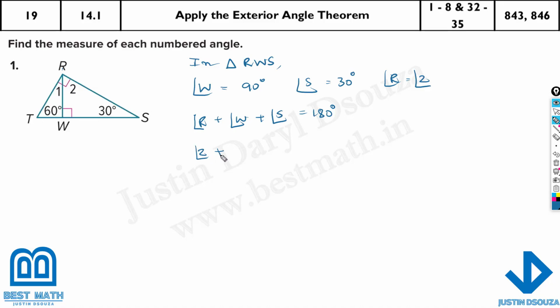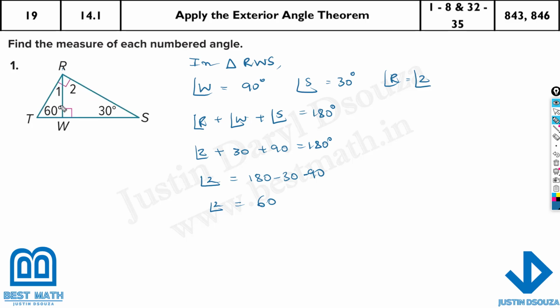The measure of angle 2 plus 30 plus 90 is equal to 180 degrees. So you can just take it to the other side, leaving only 2 over here. Everything else goes to the other side: 180 minus 30 minus 90. You can just put it in the calculator and find it out, it's 60 degrees over here. So measure of angle 2 is 60 degrees. That is the first part.